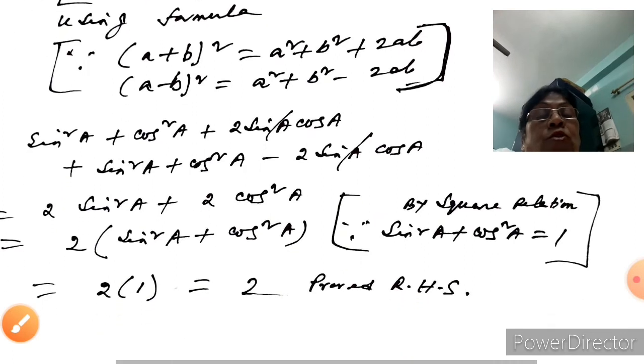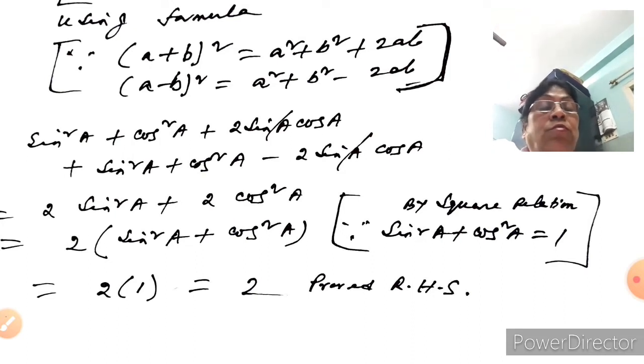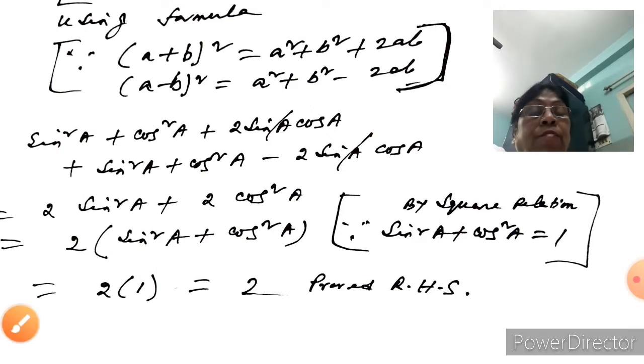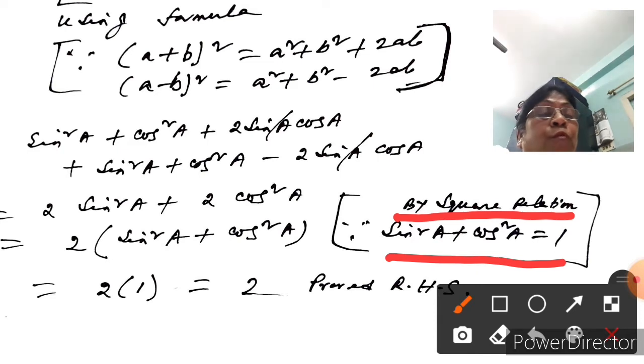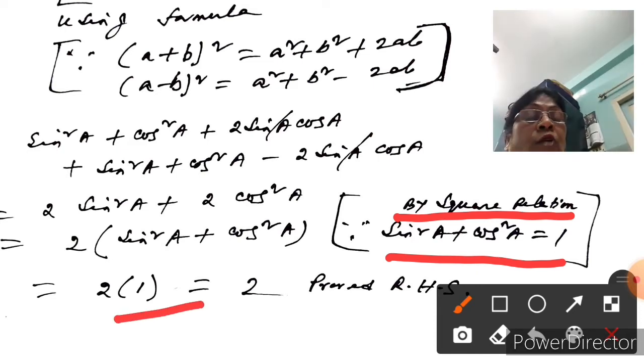Okay. So, sin square A plus cos square A plus twice sin A cos A plus sin square A plus cos square A minus twice sin A cos A, both the twice sin A cos A terms are nullified. So, 2 sin square A plus cos square A, taking 2 common, we can write 2 times sin square A plus cos square A. By square relation, we know sin square A plus cos square A is equal to 1. So, putting the value 1 here, we get 2.